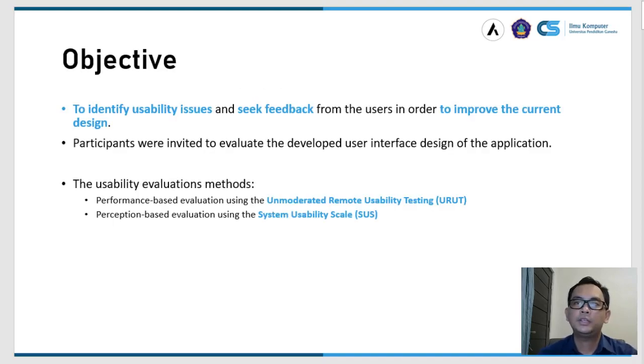The objective of the usability evaluation is to identify usability issues and seek feedback from the users in order to improve the current design. In the usability evaluation process, the participants were invited to evaluate the developed user interface design and the application. And we are using two main usability evaluation methods, namely unmoderated remote usability testing to evaluate user performance, and the system usability scale to evaluate user perception of using the app.